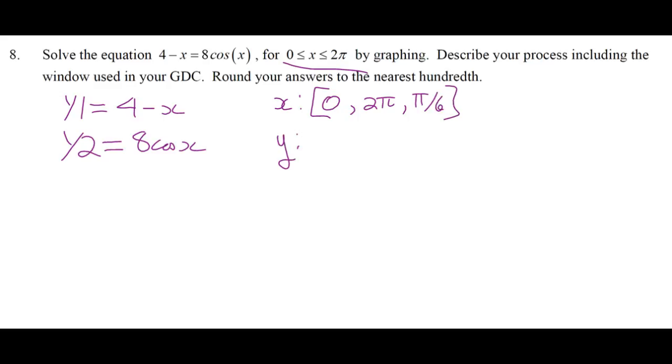What are we going to do for a y value? So where does cos go from? 8 cos x. What's the lowest? -8. What's the highest? 8. You should have known this. So I'm going to start with at least negative, because that's the only place I'm going to see 8 cos x, right? Between -8 and 8. There's no point in looking up around 100 to see where this intersects that. It won't. So -8 to 8 by 1s.